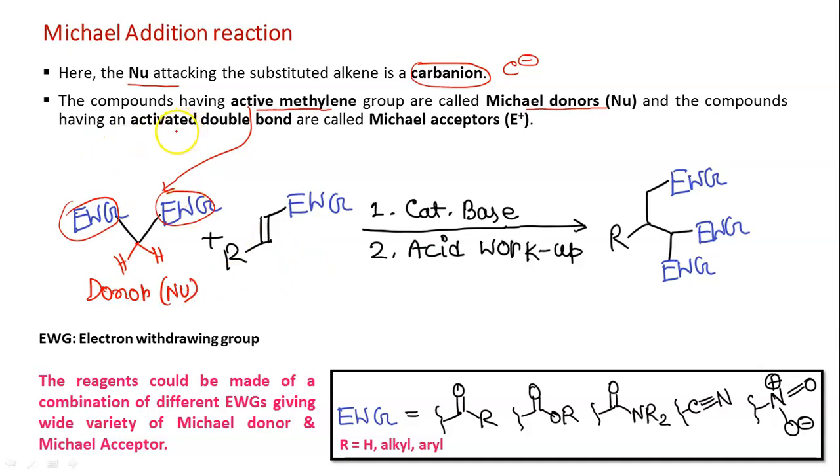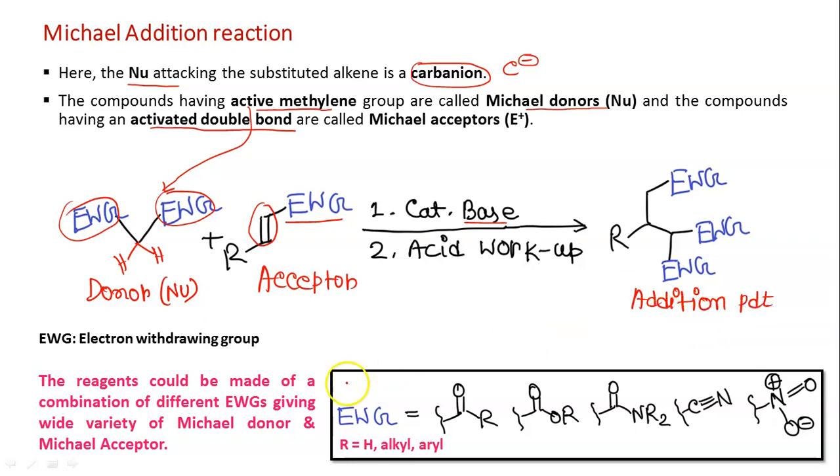And another reaction partner contains an activated double bond. Why activated double bond? Because an electron withdrawing group is attached to the C=C double bond. Here from the donor, the nucleophile will be generated in presence of a catalytic amount of base. So one of the hydrogens will be deprotonated and there will be formation of C minus. So this activated double bond is actually the acceptor. So this is donor, this is acceptor. In presence of a catalytic amount of base and finally acid workup, we will be getting this type of addition product.